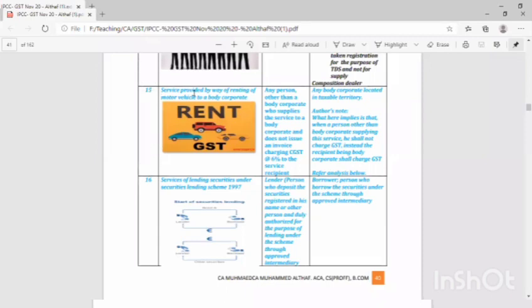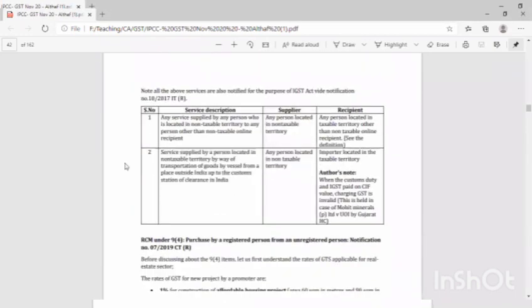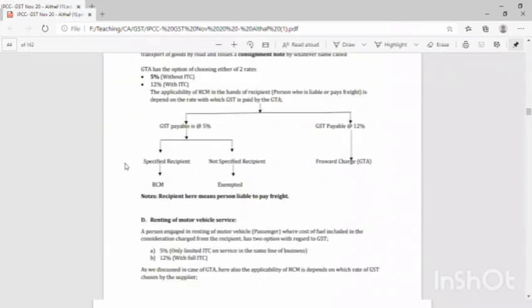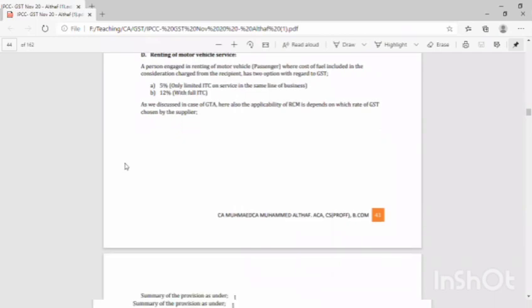Entry number 15 says service by way of renting of motor vehicle to a body corporate. I have given an analysis for this, renting of motor vehicle. The important condition is that the supplier must not be a body corporate, and the recipient must be a body corporate. That is the one condition. I'll show you the analysis I've made on renting of motor vehicle, which you can go through here.